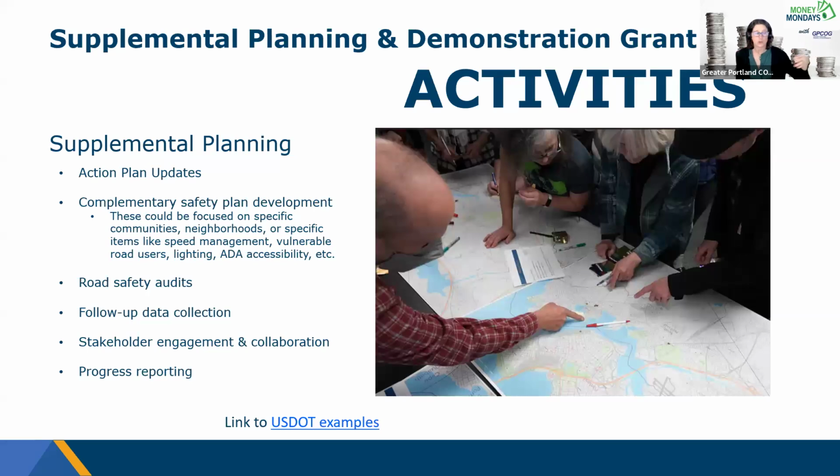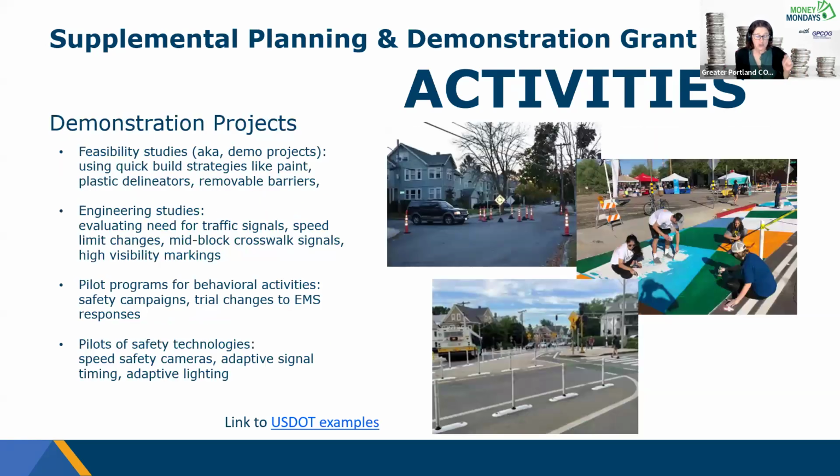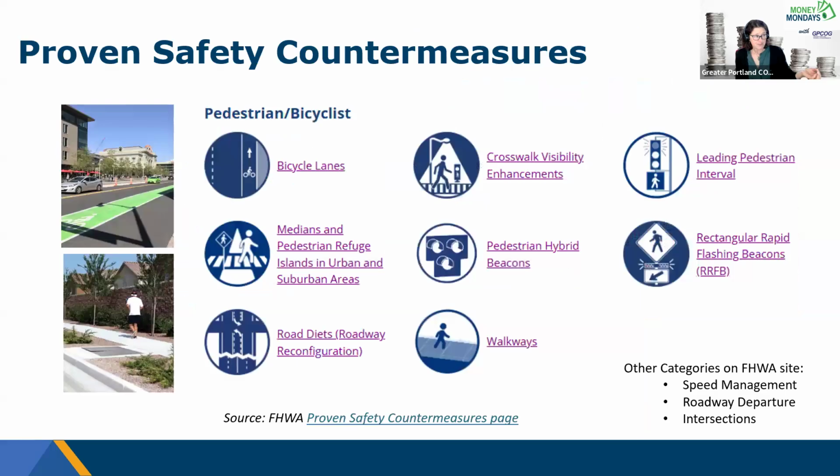So some examples of what you can do with these supplemental planning and demonstration grants. The activities include updates to your action plan, complementary plan development, road safety audits, data collection. You can continue to do engagement, progress reports, demonstration projects. Obviously, that's kind of the big exciting thing we all like to think about, but also studies. If you're looking and trying to figure out if an intersection needs traffic lights, or if roundabouts are a good idea. These are things you can do as well.